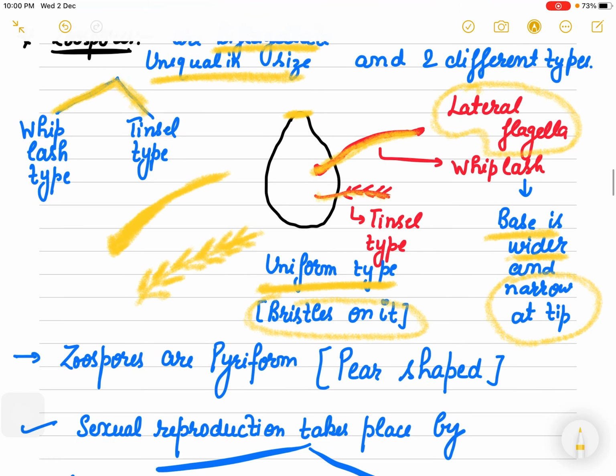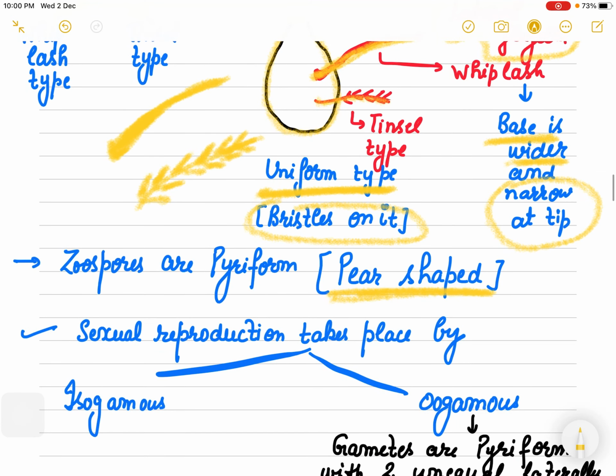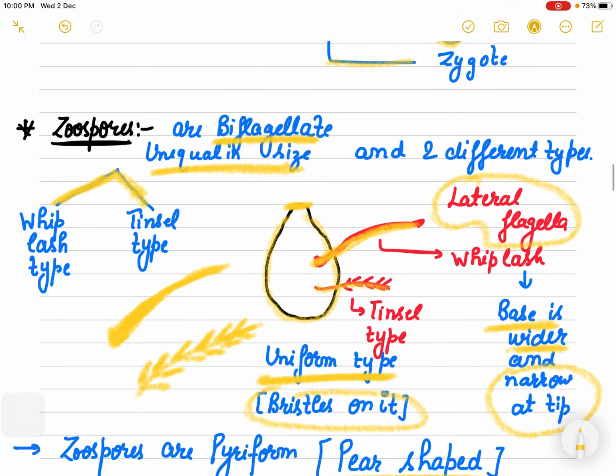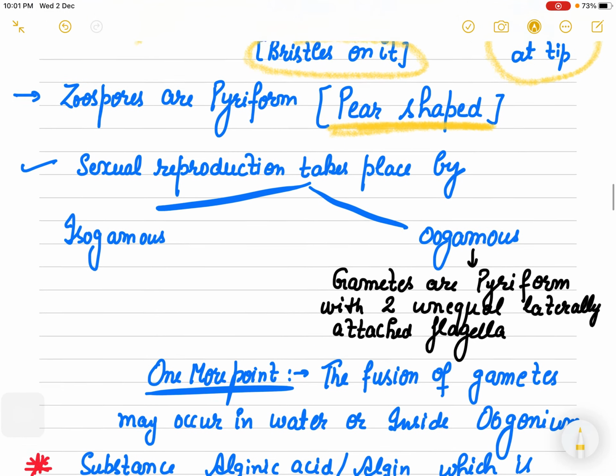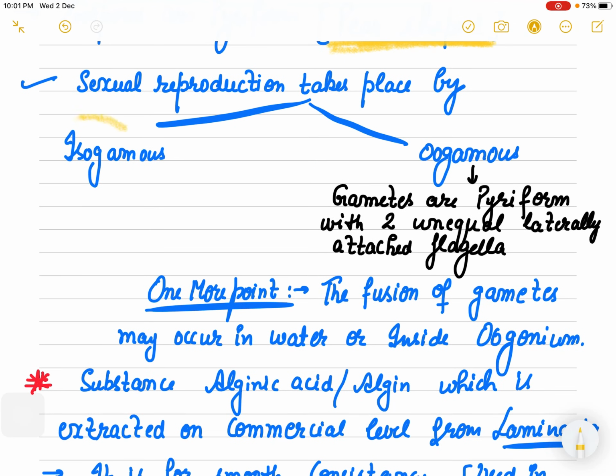And these zoospores are pear shaped. As you can see, pyriform, pear-shaped zoospores are observed. That was about the asexual reproduction. If we talk about sexual reproduction, it can be through isogamous or through oogamous. The gametes, you know what shape they will be: pyriform shape, this is their characteristic feature.